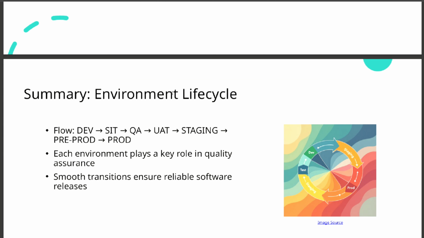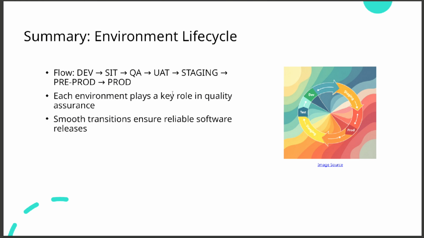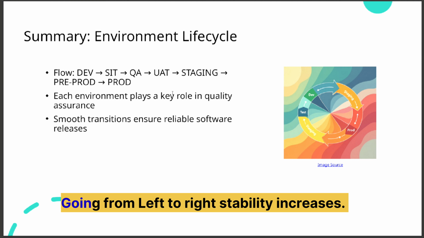Now if we talk about the environment lifecycle, first it goes to dev, then SIT, then QA, then UAT, then staging, then pre-prod, and then prod. If we go from left to right, the stability increases. Dev is the most unstable branch, then we have SIT, then UAT, and all the way to prod. So prod is the most stable. That's why it is used by the end users.